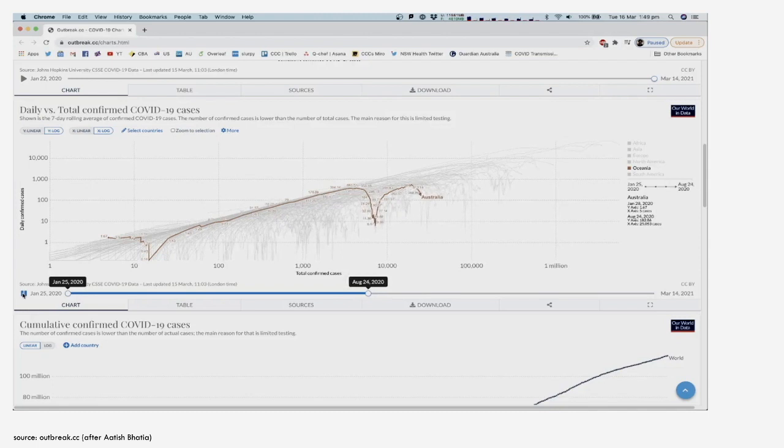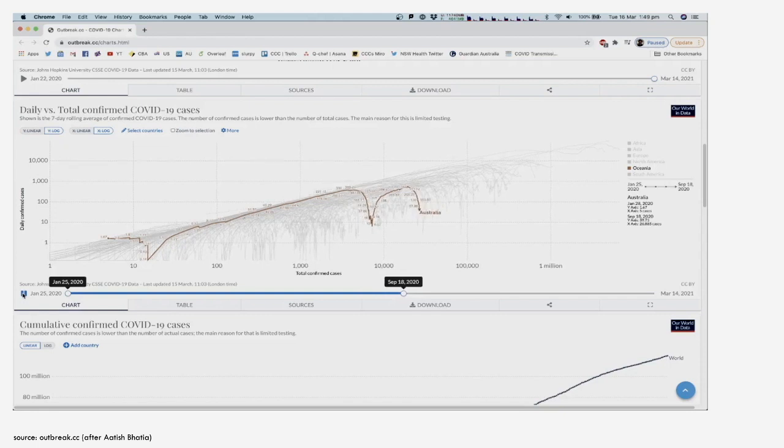What you can't see in this plot is how long it took for things to change, because this plot does not represent time in the x-axis, it represents time as an animation. So you can't see on this how long Australia spent at the bottom of its first wave. You have to watch the video to see that information.